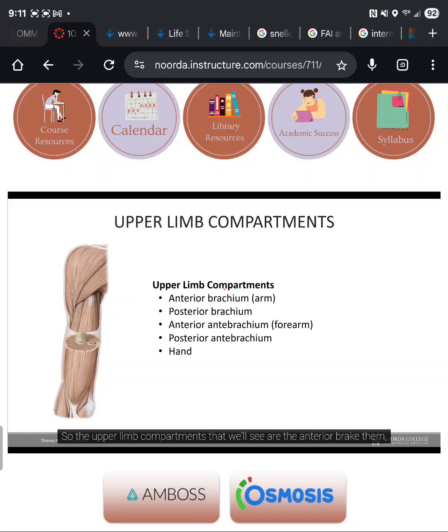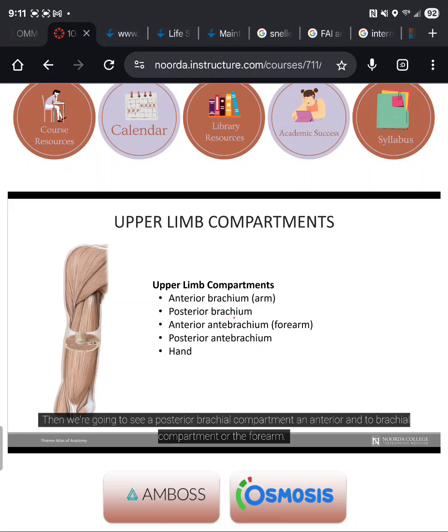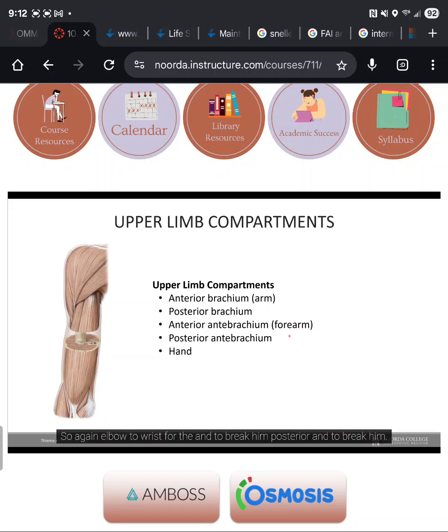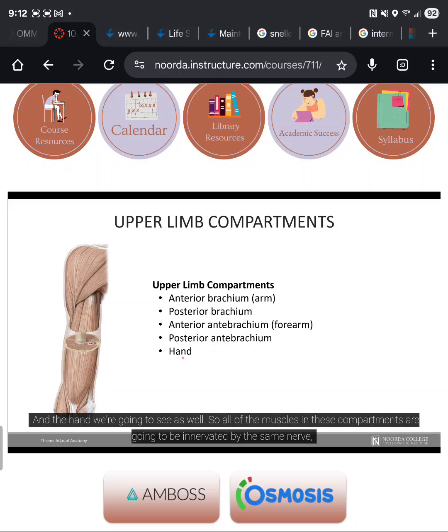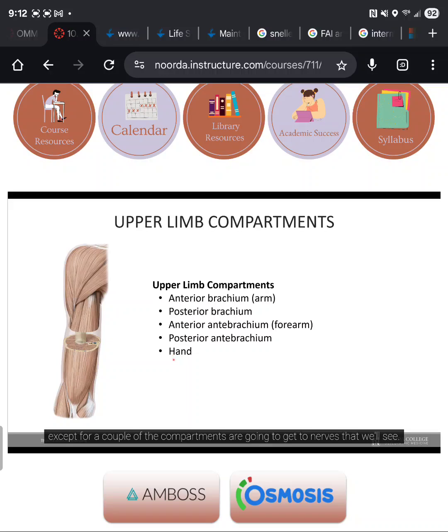So the upper limb compartments that we'll see are the anterior brachium, or the other word for brachium is arm. Again, that's from the shoulder to the elbow. Then we're going to see a posterior brachial compartment, an anterior antebrachial compartment, or the forearm. So again, elbow to wrist for the antebrachium, posterior antebrachium, and the hand we're going to see as well. So all of the muscles in these compartments are going to be innervated by the same nerve, except for a couple of the compartments are going to get two nerves that we'll see.